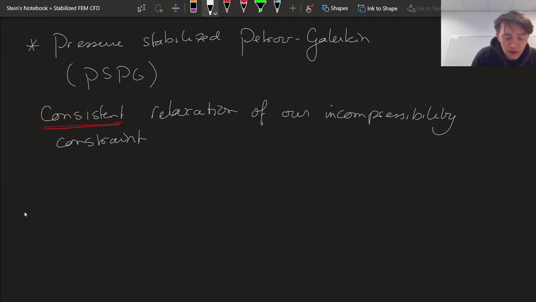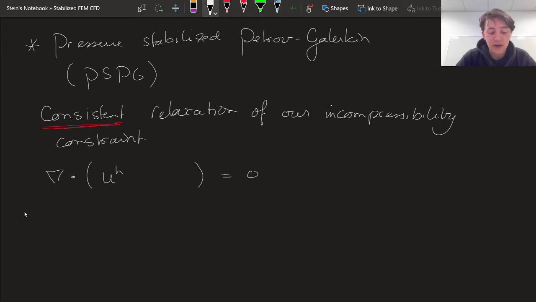So our incompressibility constraint was that the divergence of u_h was equal to 0. Now we're going to relax that a little bit. We're going to say not necessarily that the divergence of u_h has to be 0, but that it equals minus some parameter tau times the residual of the momentum equation. If u cannot be exactly divergence free, then we won't force this, but we try to balance this with the momentum residual.